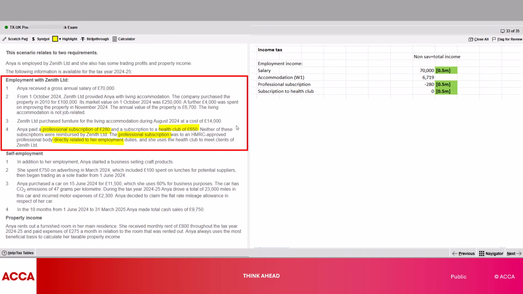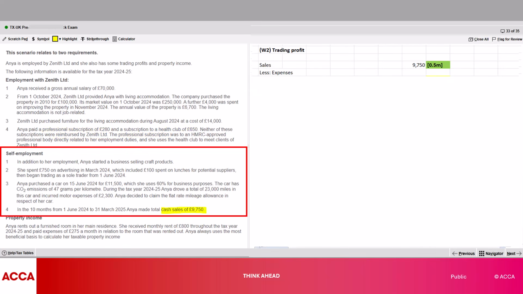And this is through case law. We've had people try to claim this in the past. It's not wholly, exclusively and necessarily for the performance of her duties, so that is not going to be deductible. And a half a mark for that one. That is a fairly common expense, so hopefully you put that in. And that's the employment income.